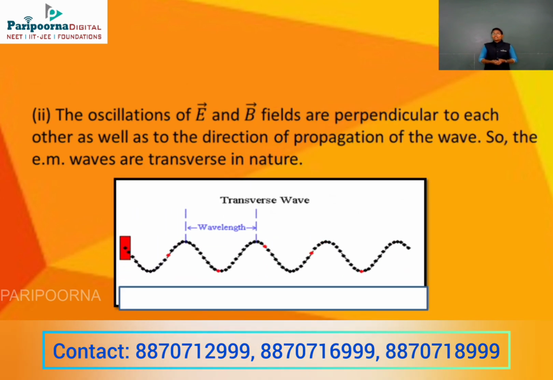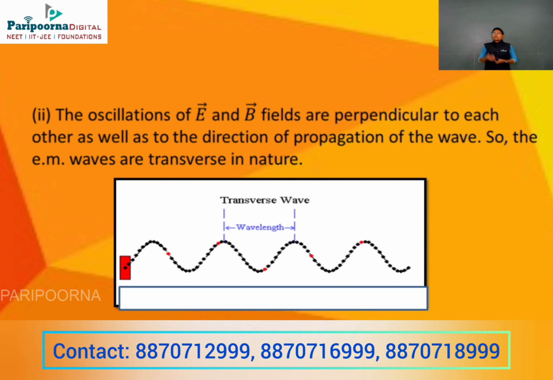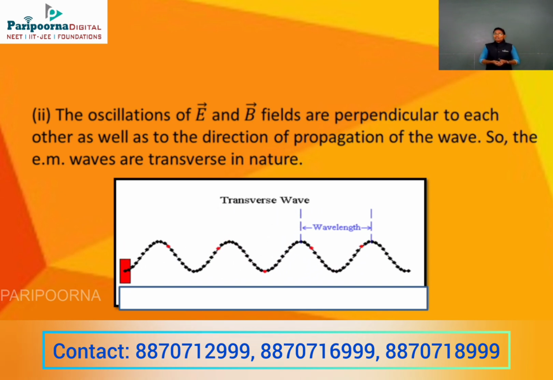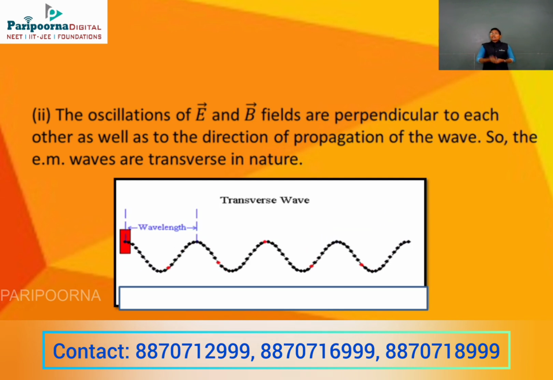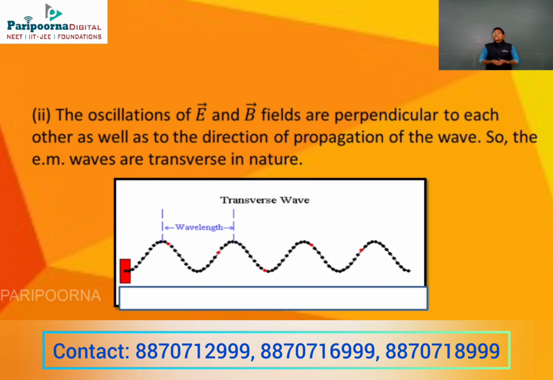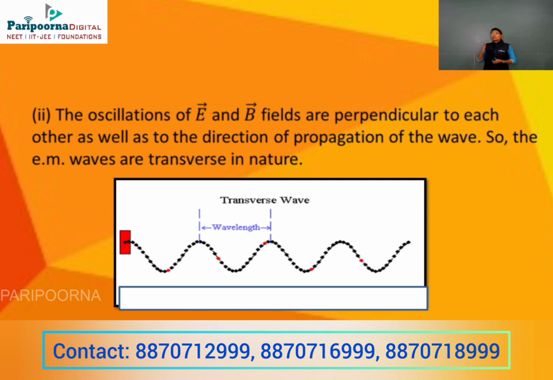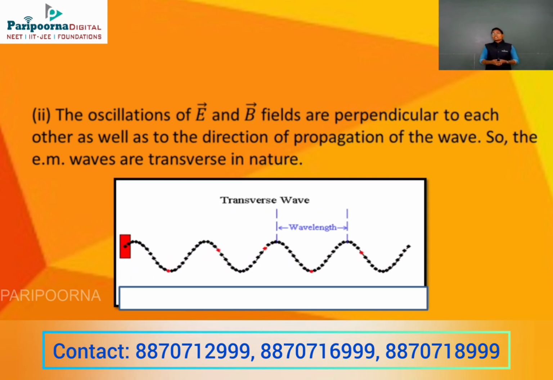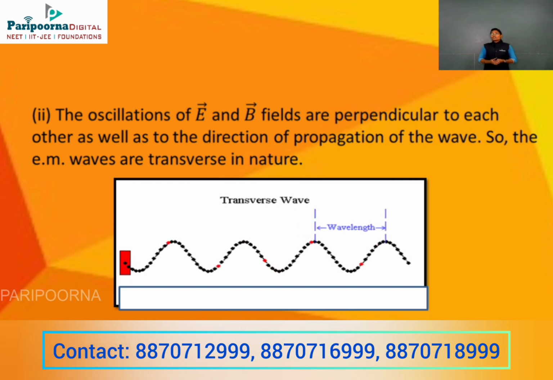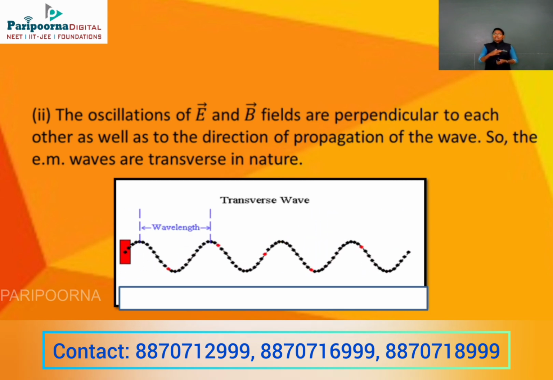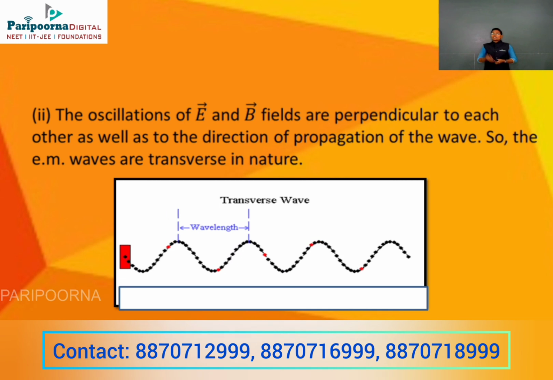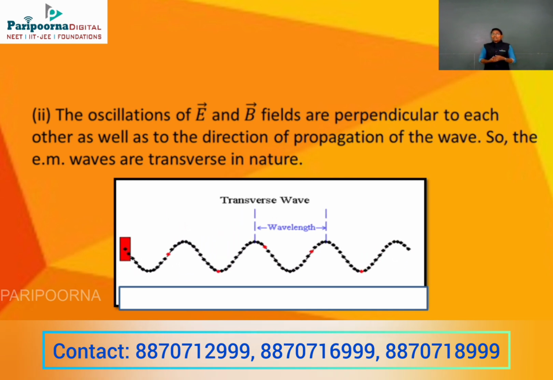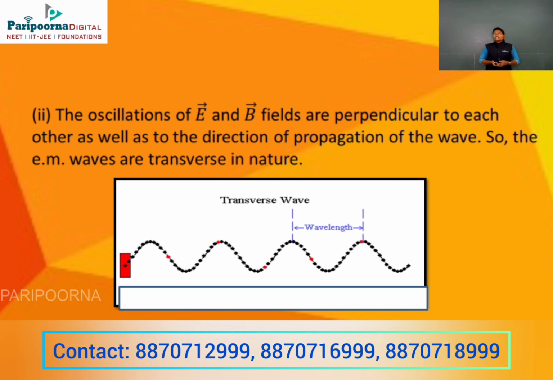The next property is that the oscillations of vectors E and B, the electric field and the magnetic field, are perpendicular to each other as well as to the direction of propagation of the wave. So electromagnetic waves are transverse in nature, due to the oscillation of the magnetic and electric fields perpendicular to each other and to the direction of propagation.